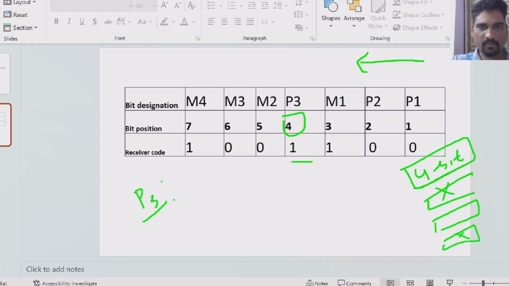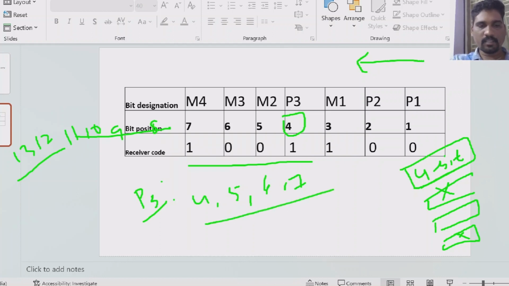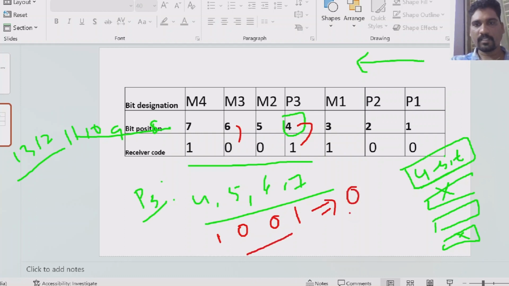So if you consider 4 bits at a time, what are those values? 4, 5, 6, 7. Then 8 9 10 11 we skip, and again we write 12 13 and so on, like this, right? I hope you understand. Now we write the receiver code word values for 4, 5, 6, 7. The answer for 4 is 1, for 5 it is 0, for 6 it is 0, for 7 it is 1. Again, even parity means the output is 0.